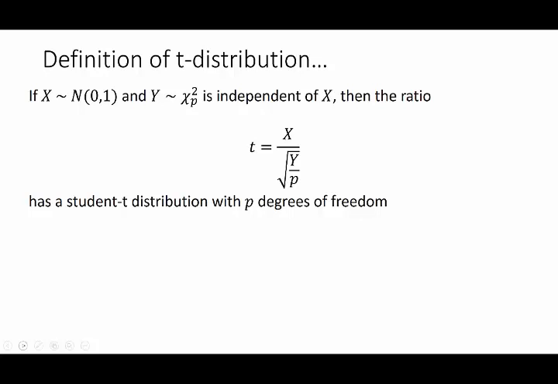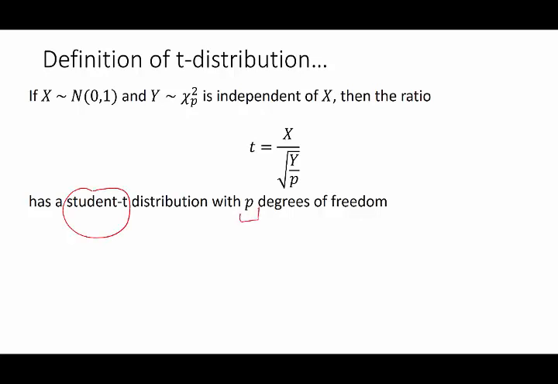If we have one random variable X which is standard normal and a second Y which is chi-squared with a known degrees of freedom p, then we can define a t-distribution as the ratio of X to the square root of Y over p. And any random variable which is defined in this way, we're going to call a Student t-distribution with p degrees of freedom.